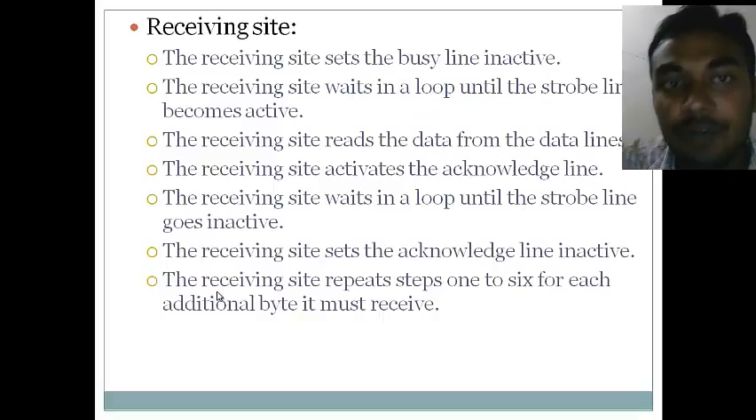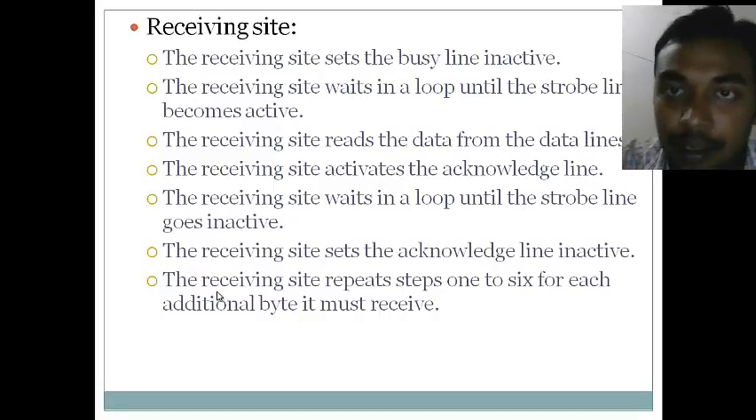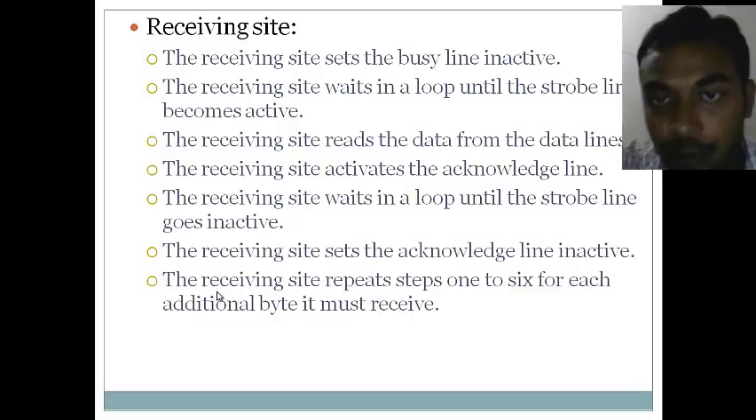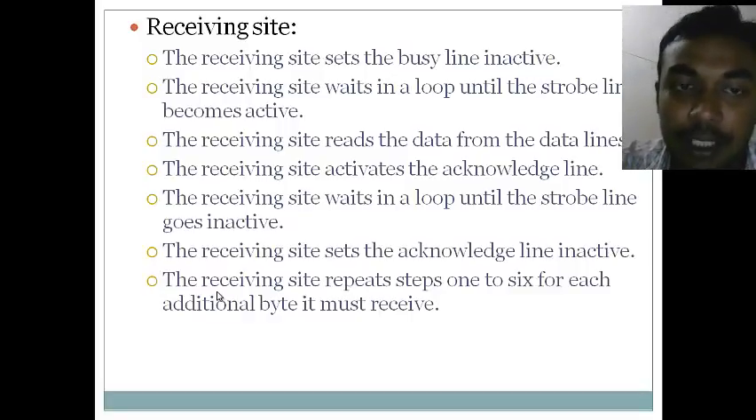Now at the receiver's end, what happens? At the receiver end, once the busy line gets inactive, the strobe line becomes active, and it starts the acknowledge line and says that okay, I am ready for the data, so you can give me the data. So they start reading the data from the data lines.